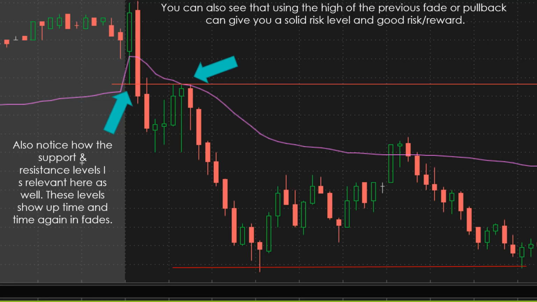Also notice how the support and resistance levels, I must have mistyped this. Also notice how the support and resistance level I spoke about in the previous slide is relevant here as well. These levels show up time and time again with fades. So again, you see these two levels, this candle and this candle kind of converging right at the same area. And then you also see that's exactly where it got rejected here. And so just another very obvious risk level.